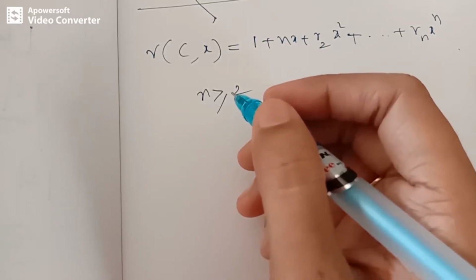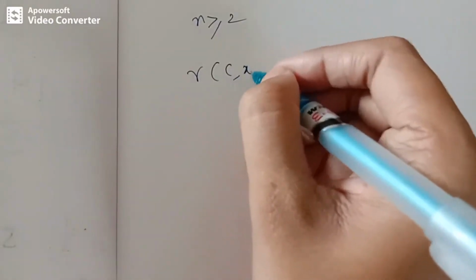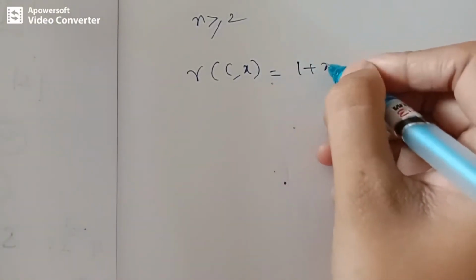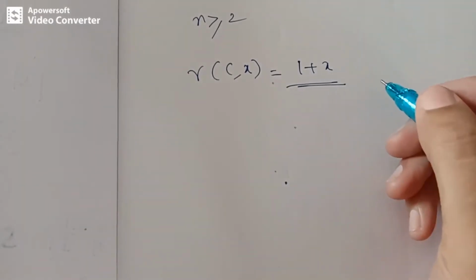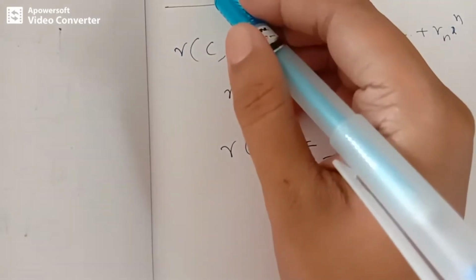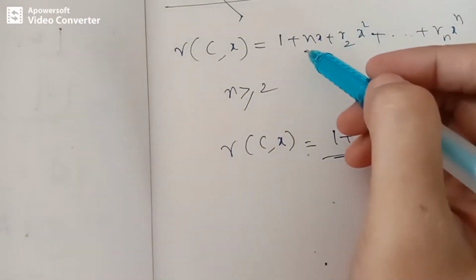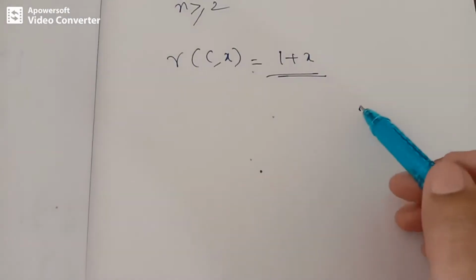In case there is only one square in the chessboard, what will be the rook polynomial? It will be 1 plus x. Here the entire formula is reduced to n equals 1, for a one square board, so we will have 1 plus x.